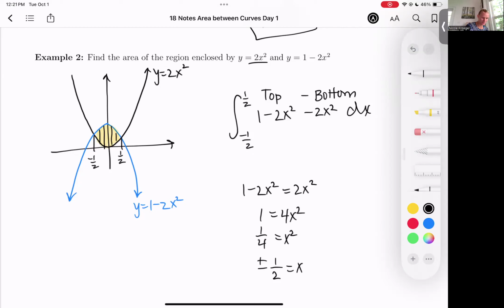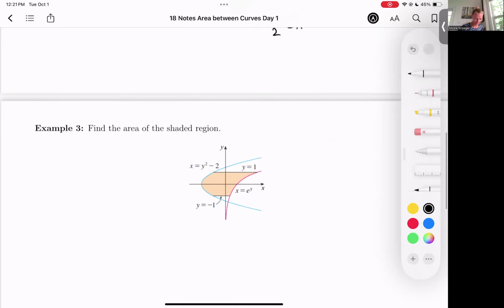And I'll let you do the work in anti-differentiating, but you get 2/3 there for that area. Okay, there's more on the next page.